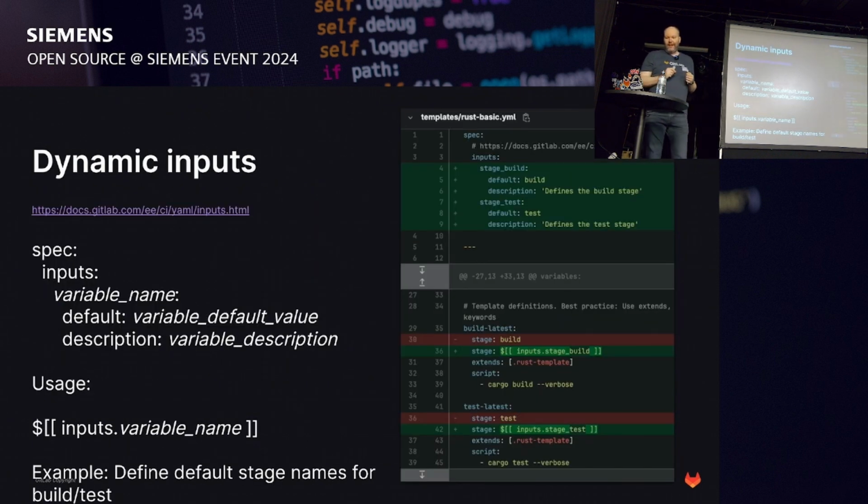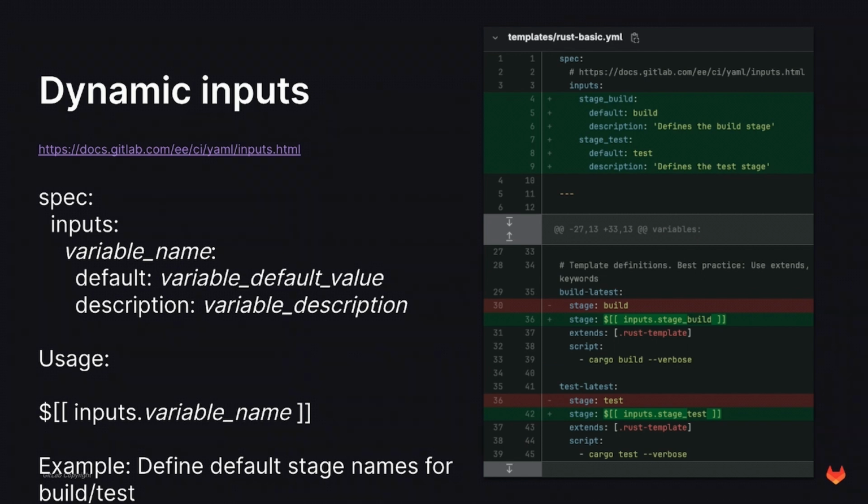So the idea behind dynamic inputs is you can define a variable, you can define a default value, so that you can either force the user to specify the value all the time, or define a default value. You have a description, so it's possible to really document the inputs in that way, and then use that with a specific $[[ inputs ]] square brackets notation within the CI/CD configuration.